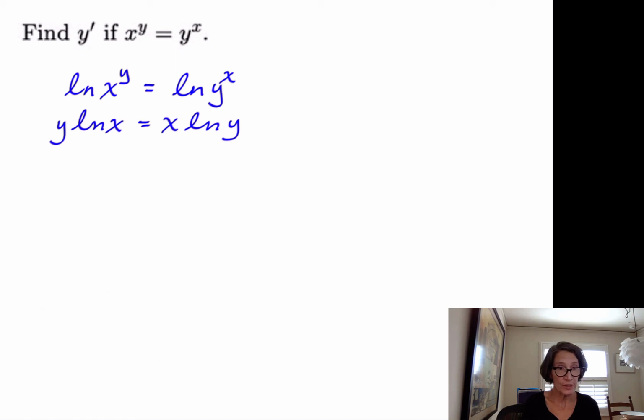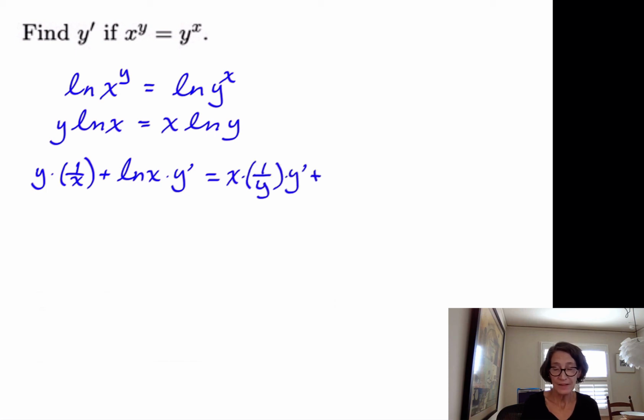Now we can start differentiating. We have the product rule on both sides. We also have to remember y is an implicitly defined function of x. So on the left side, we're going to have the first times the derivative of the second plus the second times the derivative of the first. And on the right, the same thing. The first times the derivative of the second plus the second times the derivative of the first.